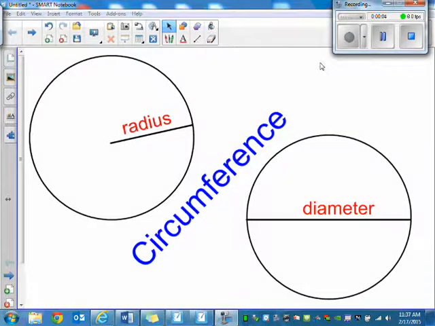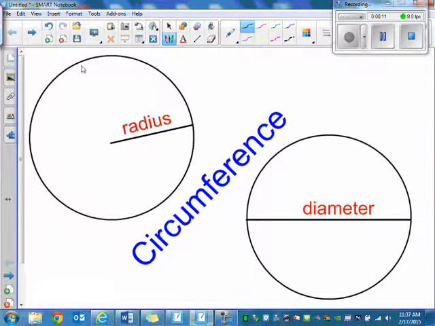Today's just going to be a really quick lesson on circumference. So circumference is the distance around a circle. If this circle is made of string and I cut it and I pulled it out, took a ruler and I measured it, it'd be how long the string was after I cut the circle. Okay, so the distance around the circle is called the circumference.